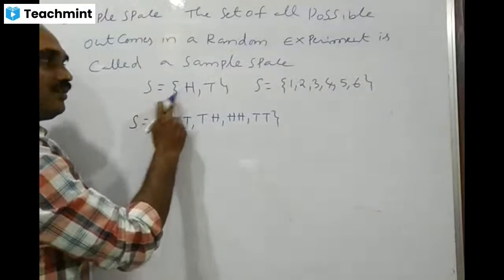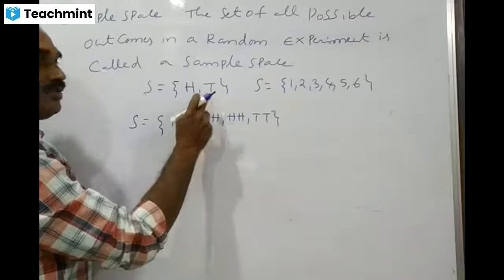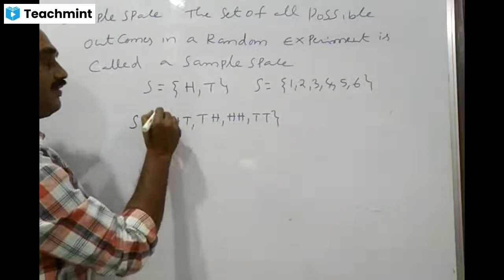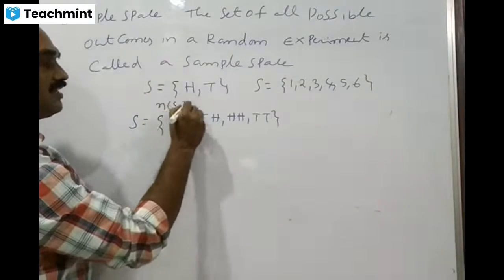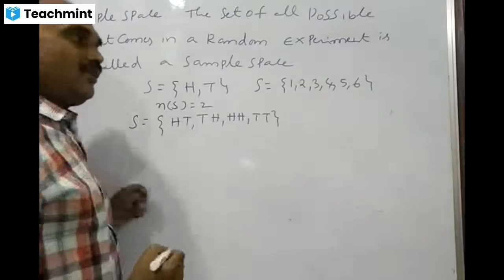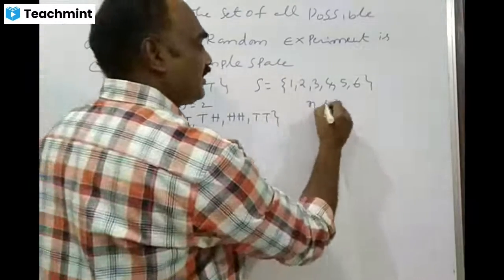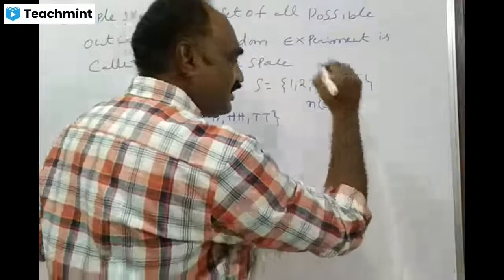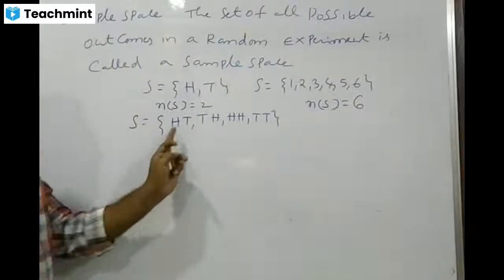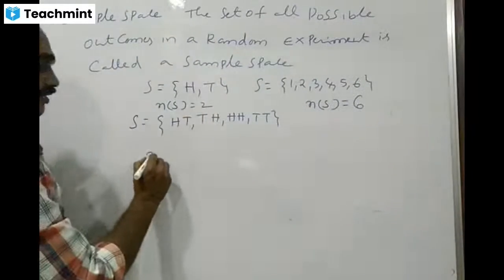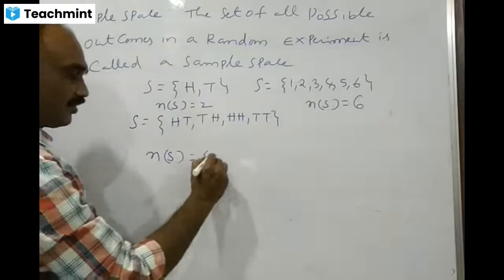When a coin is tossed once, total possibilities are H, T, so n(S), the number of elements in S, is equal to 2. When a die is rolled one time, total elements in S is 6. When a coin is tossed twice, n(S) is equal to 4.